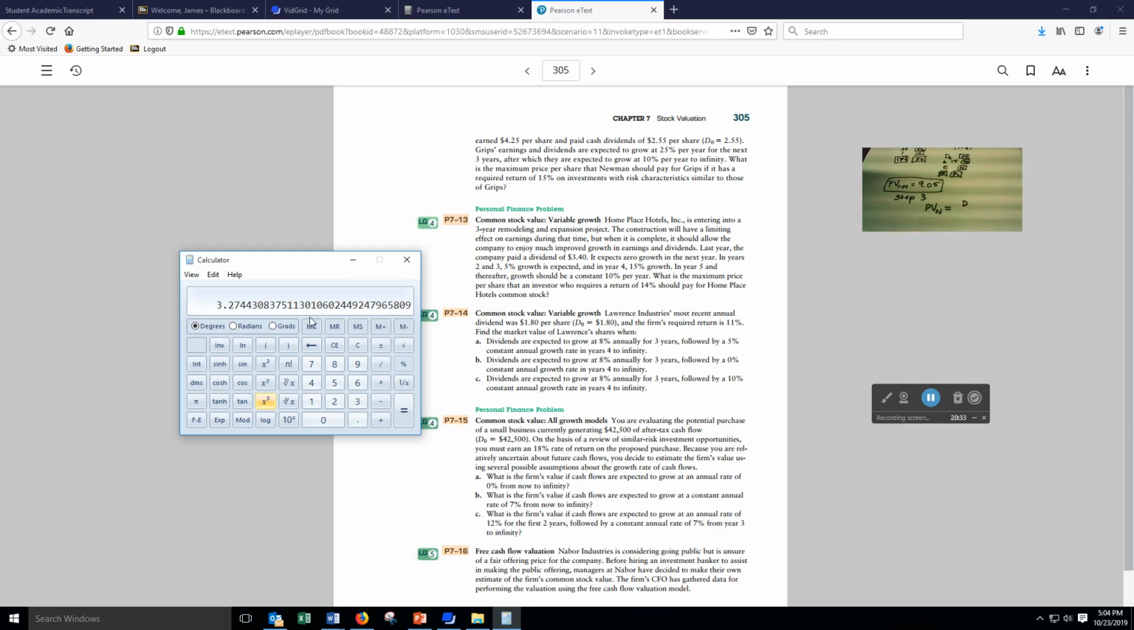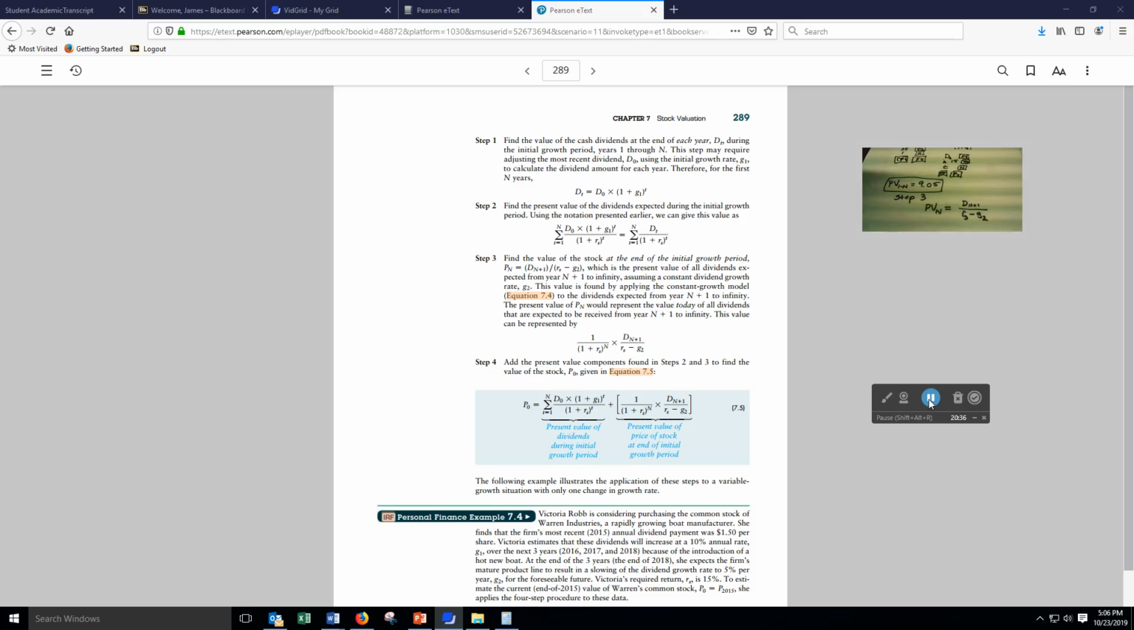D, going back to our equation here, we're going to do this growth model. D, the dividend that is paid in year N plus 1. N is the 3rd year, so we're going to calculate the dividend for the 4th year. Then we're going to divide it by the required return on common stock or discount rate, which was 15%, minus the 2nd period growth rate.